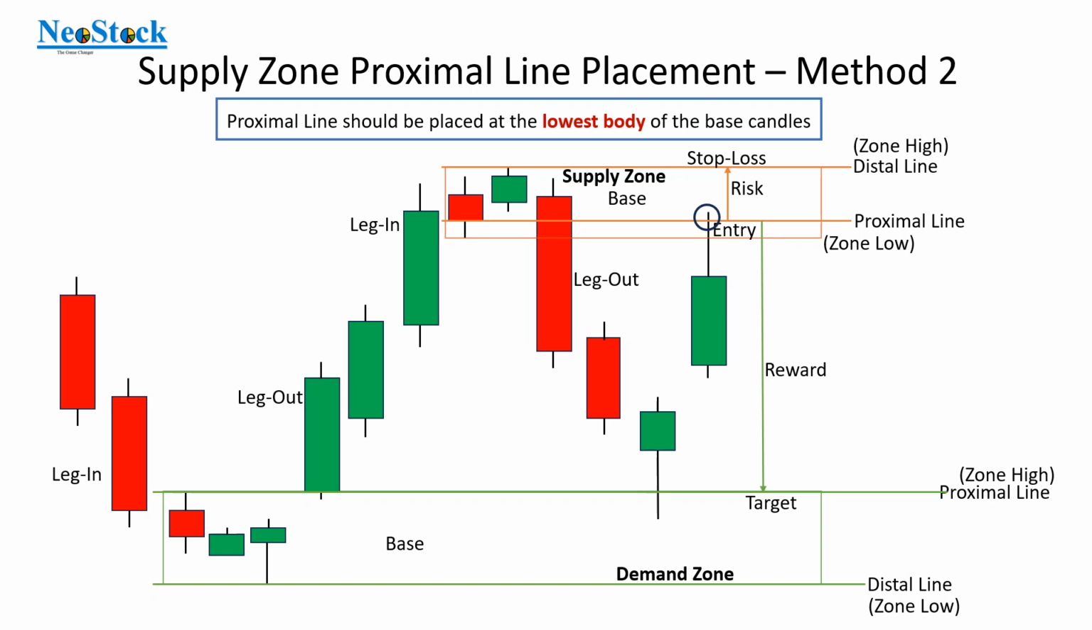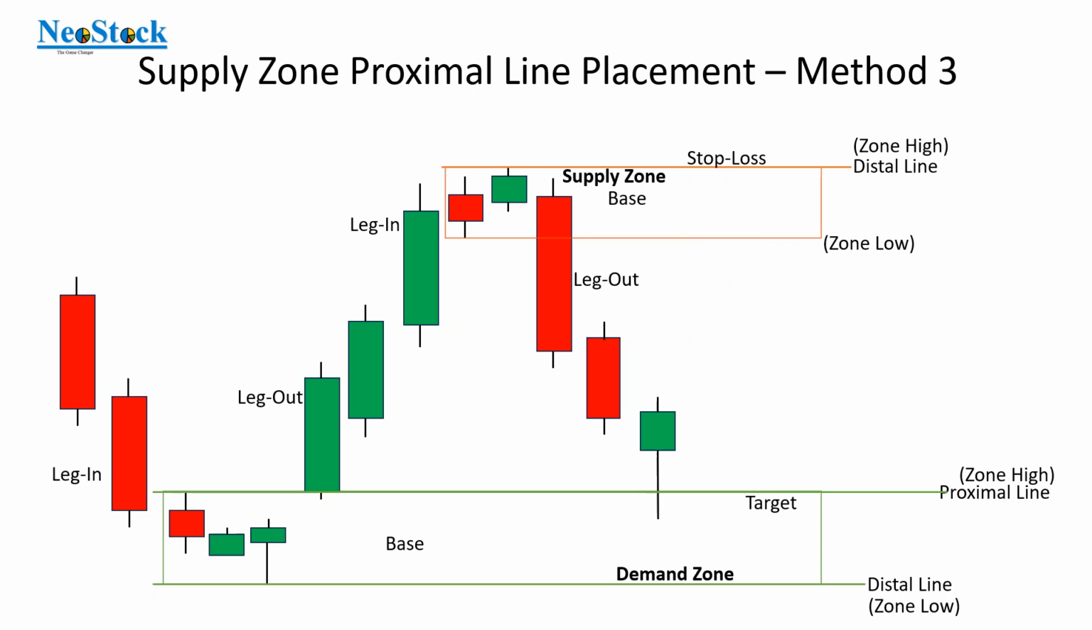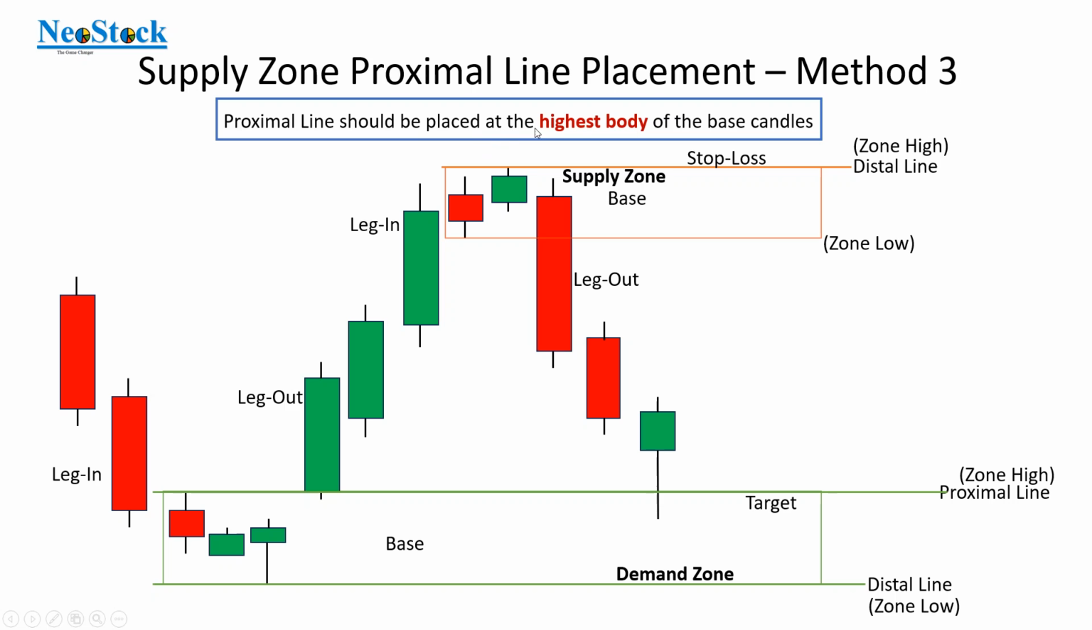Now let us look into the method 3 of supply zone proximal line placement. What is the method 3? It is the highest body of the base candles. Proximal line should be placed at the highest body of the base candles. So let us draw the proximal line. This is the new proximal line and this is going to be our new entry.